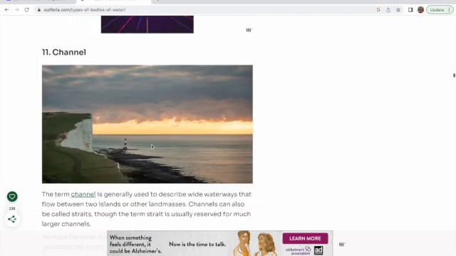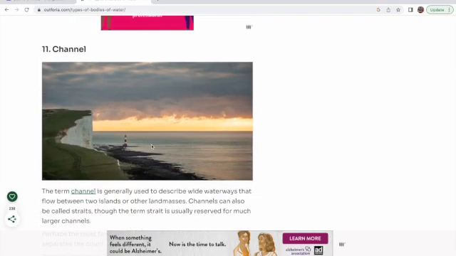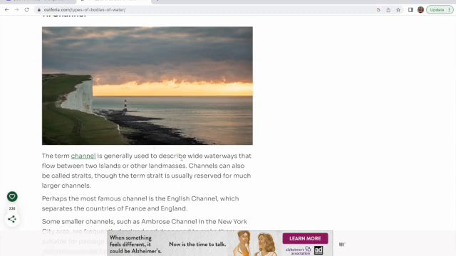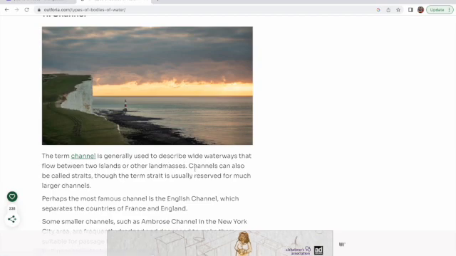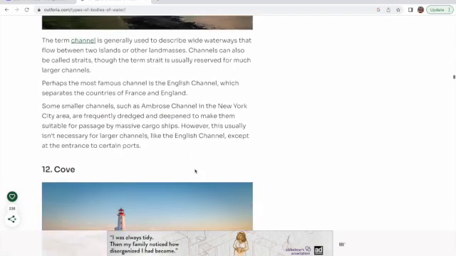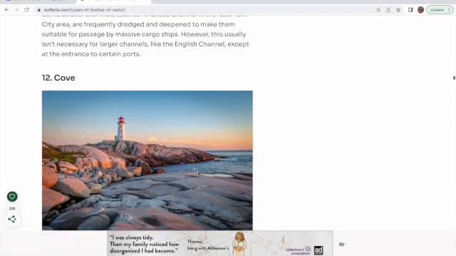Channel. This one is the English Channel. The term channel is generally used to describe wide waterways that flow between two islands or other land masses. So basically, you can take a look into this particular website and read it on your own.